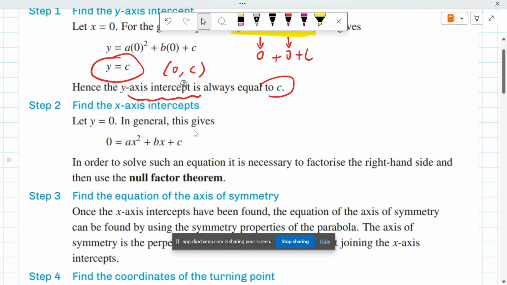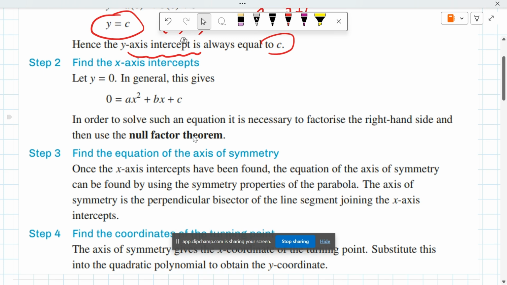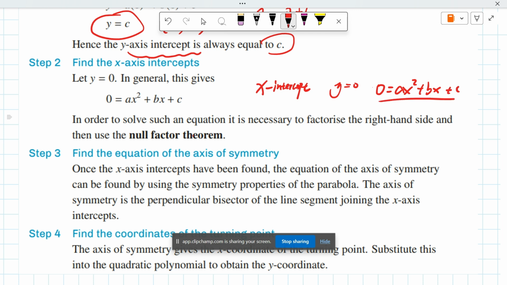Step two: in general, we're going to solve using the factor theorem. We're going to find out where the x-intercept is. The x-intercept is when y equals 0, so we just substitute into 0 equals ax squared plus bx plus c and find out the x values.